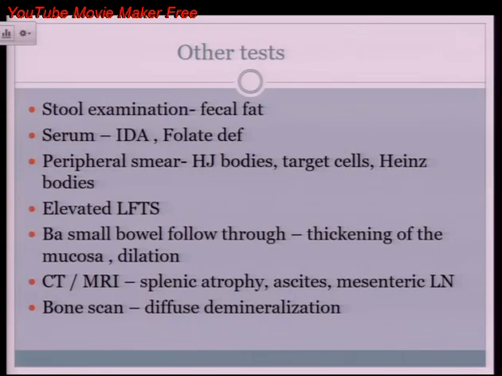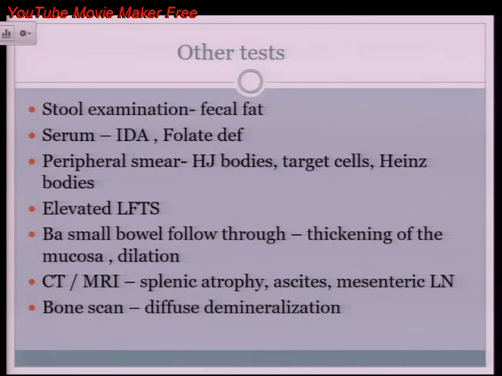So you can check a fecal fat analysis on the stool test. You can check for iron deficiency anemia. You can check iron levels, folate levels, B12 levels. Peripheral blood smear, I don't know if you've had your hematology, but a peripheral blood smear can show these classic findings of Howell-Jolly bodies, target cells, and Heinz bodies. These are findings of hyposplenism, basically.